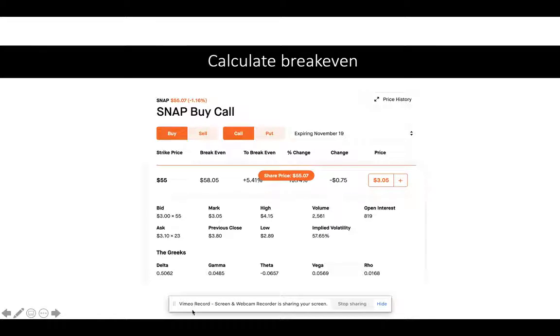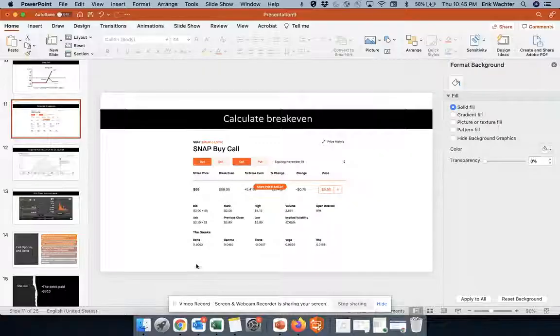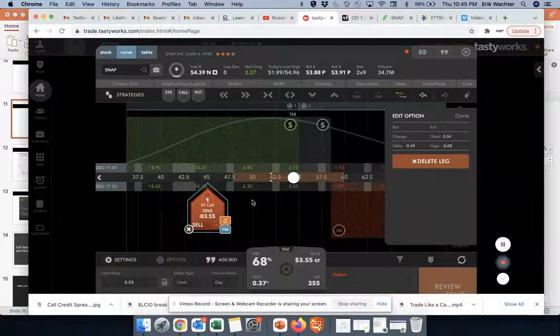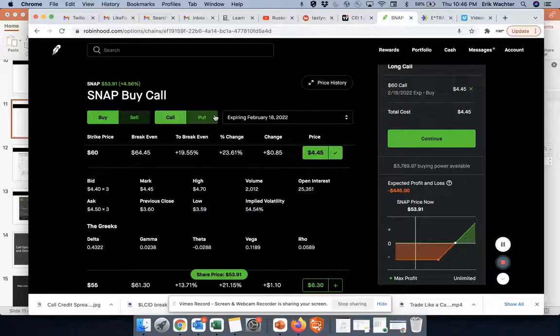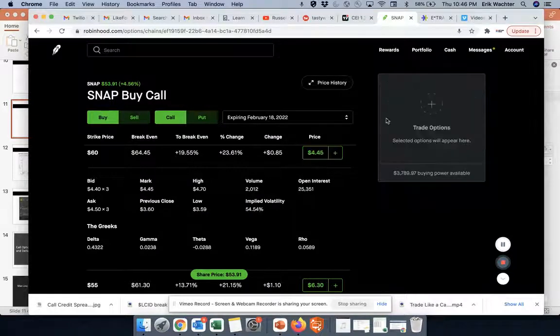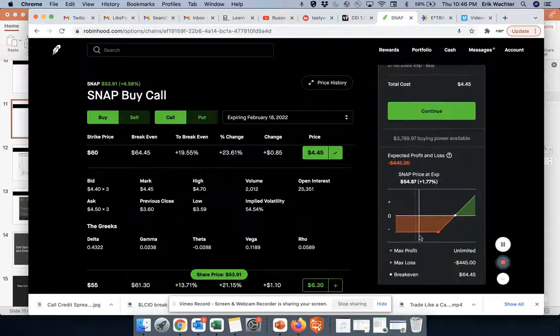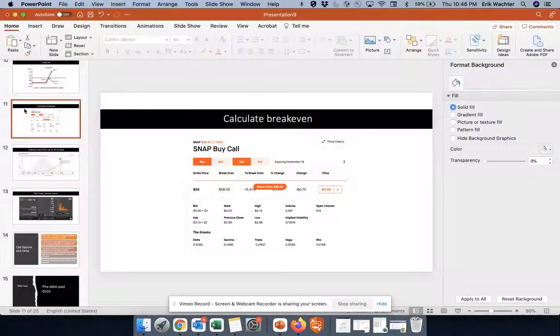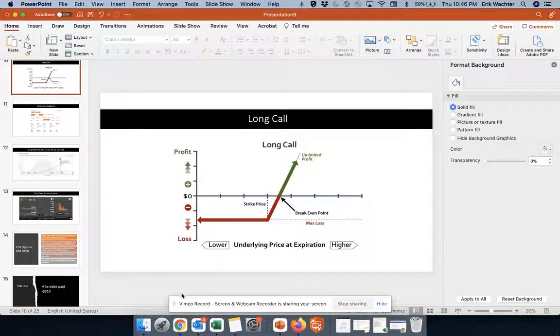We'll go into that a little later. Let's do another example, one more break even in Snapchat. We were looking at the $60 call. Now if we look, $60 plus the price we'd pay to buy this is going to be $64.45. Let's take a look at that. Remember our slide here, we're just going to look that up in Robinhood, and it's going to be very similar to this.